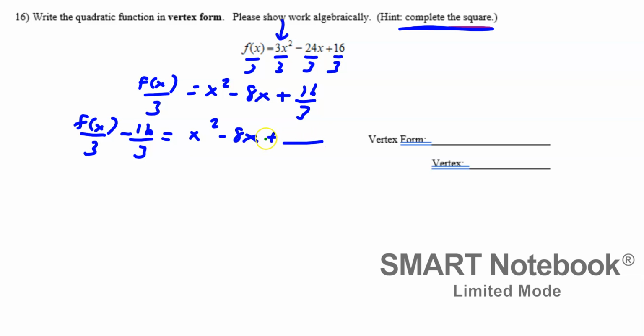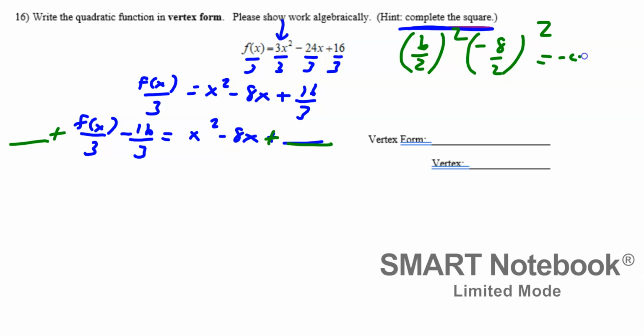So now is where completing the square really comes into play. We need both terms with x's on their own. Now we need to add a special number on both sides. And that special number is b over 2 all squared. The b this time is negative 8. So negative 8 divided by 2 squared is really negative 4 squared, which is positive 16. So we add positive 16 on both sides.